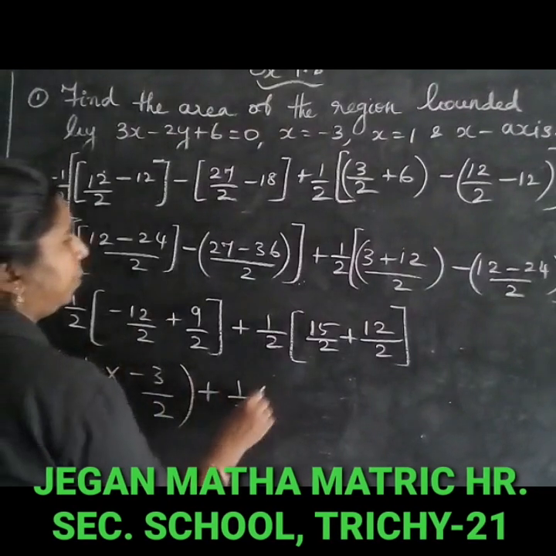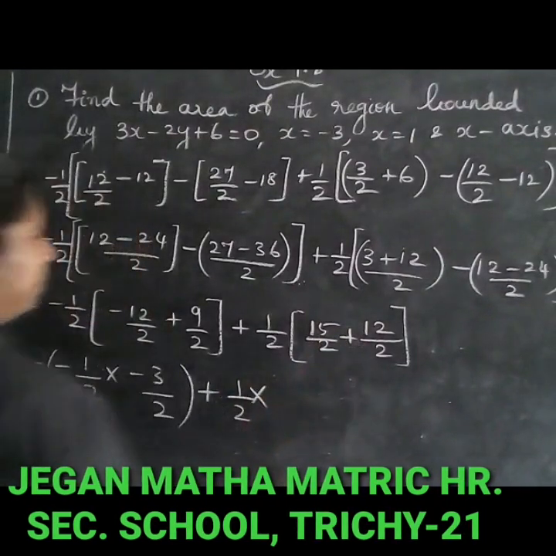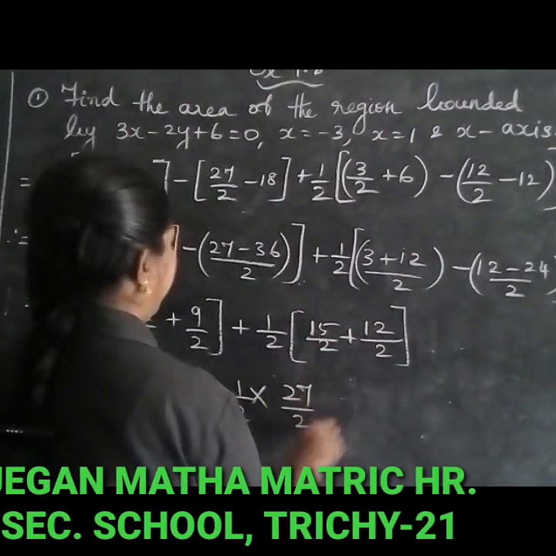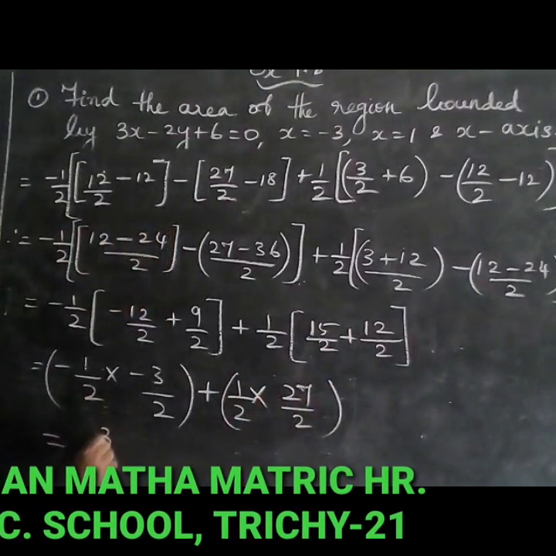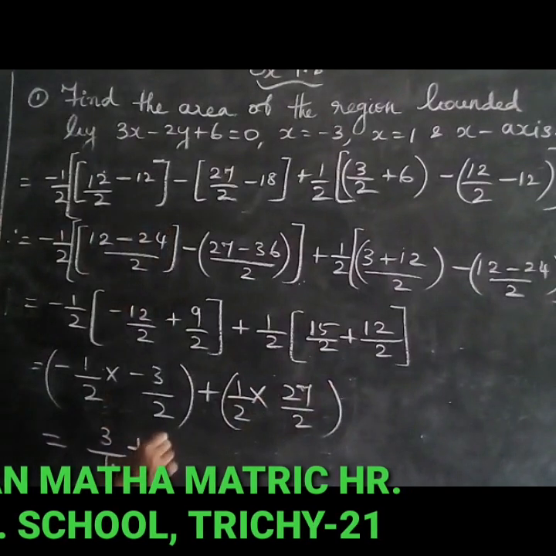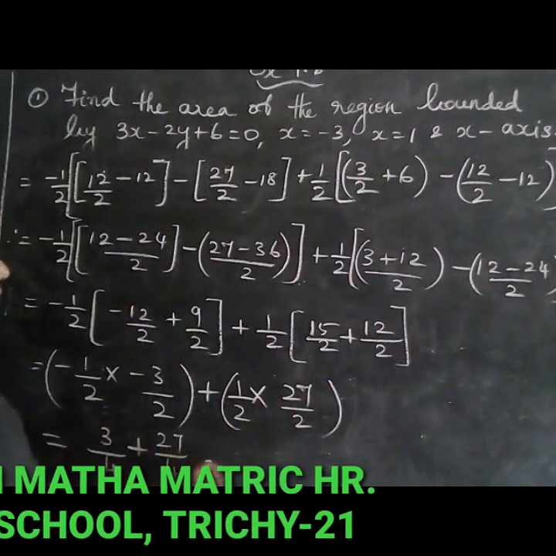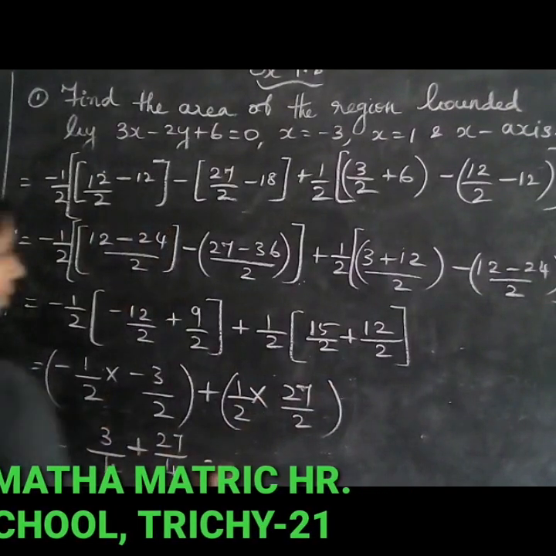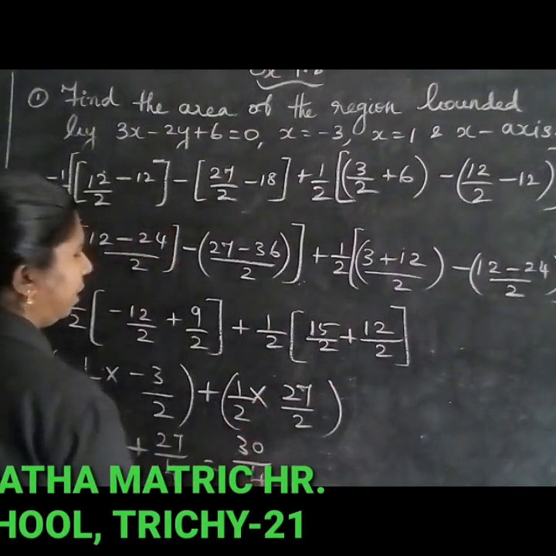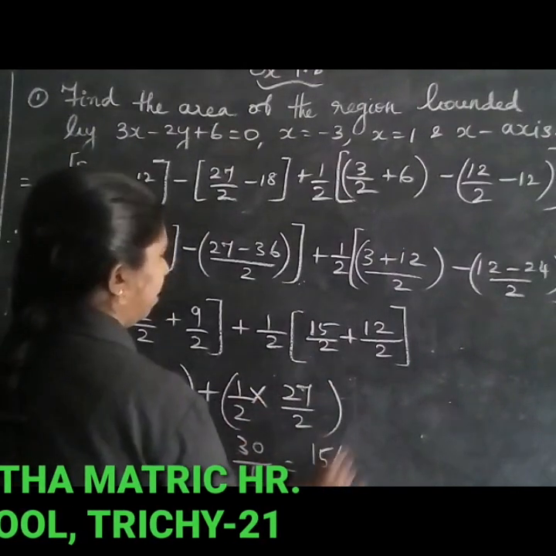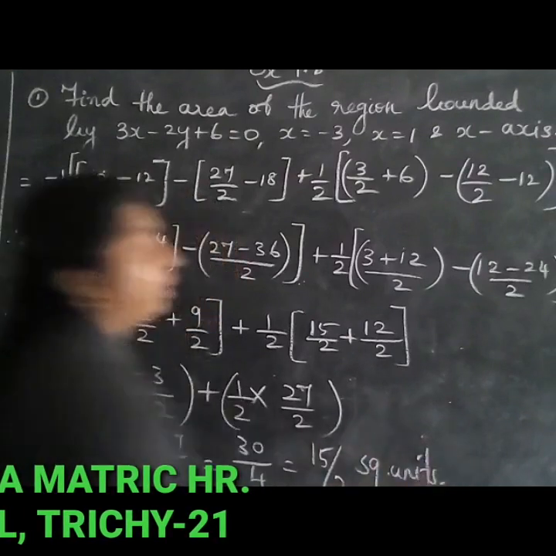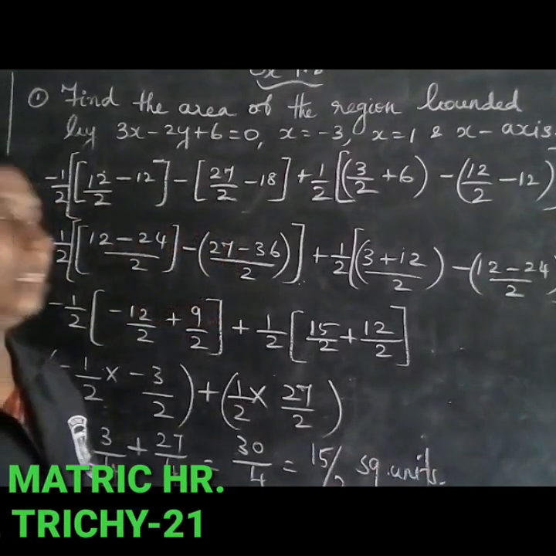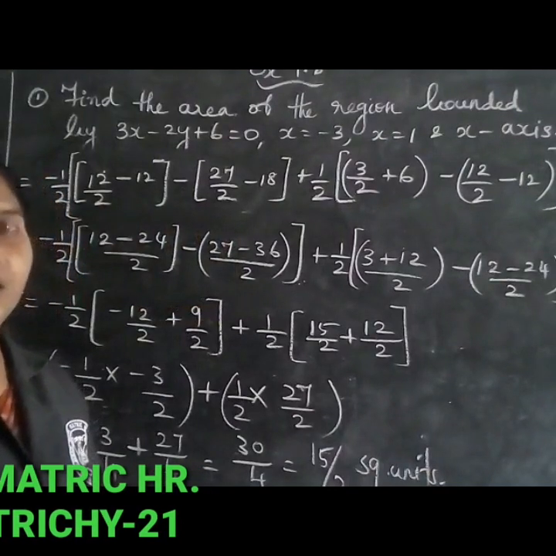Plus 1 by 2 into, here we are having 27 by 2, which is equal to 3 by 4 plus 27 by 4. Same denominator, 30 divided by 4. When you are cancelling, 15 by 2 square units. Like this, we can find out the required area.